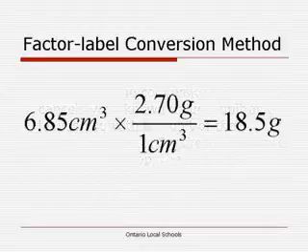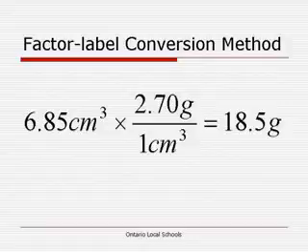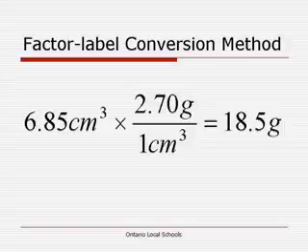So here's how it should look. We're starting with a known value of 6.85 cubic centimeters. So we're going to choose the conversion factor that has the unit we're going to on top, which is mass, 2.70 grams. On the bottom we'll have the volume of 1 cubic centimeter, so that the cubic centimeters cancel in this exchange, and we're left with grams, which is the unit that we're looking for. So we're using the volume and the density relationship to find the mass of aluminum.